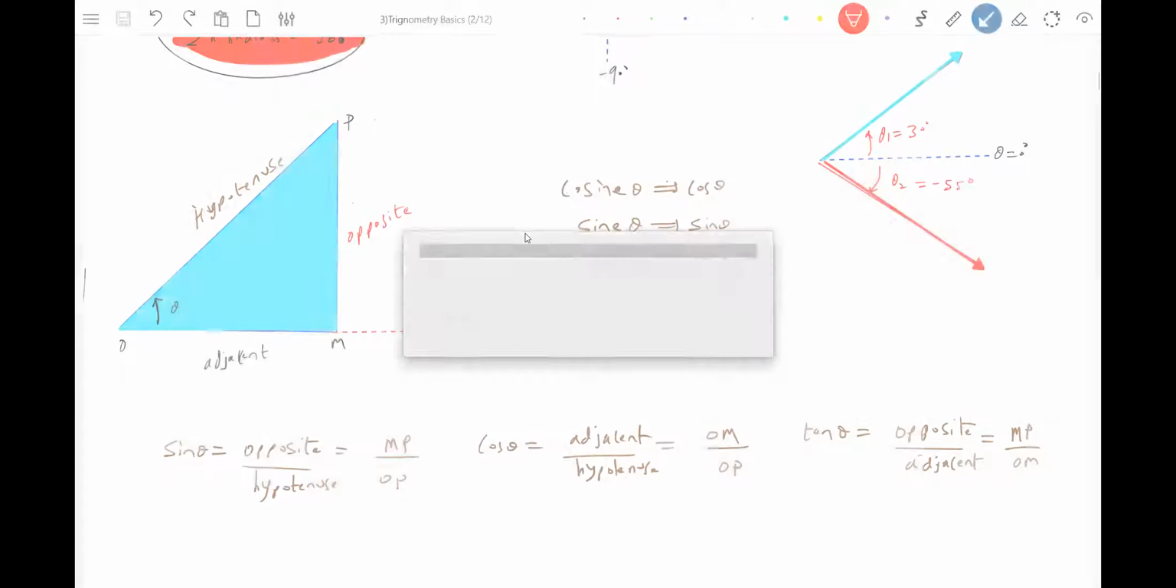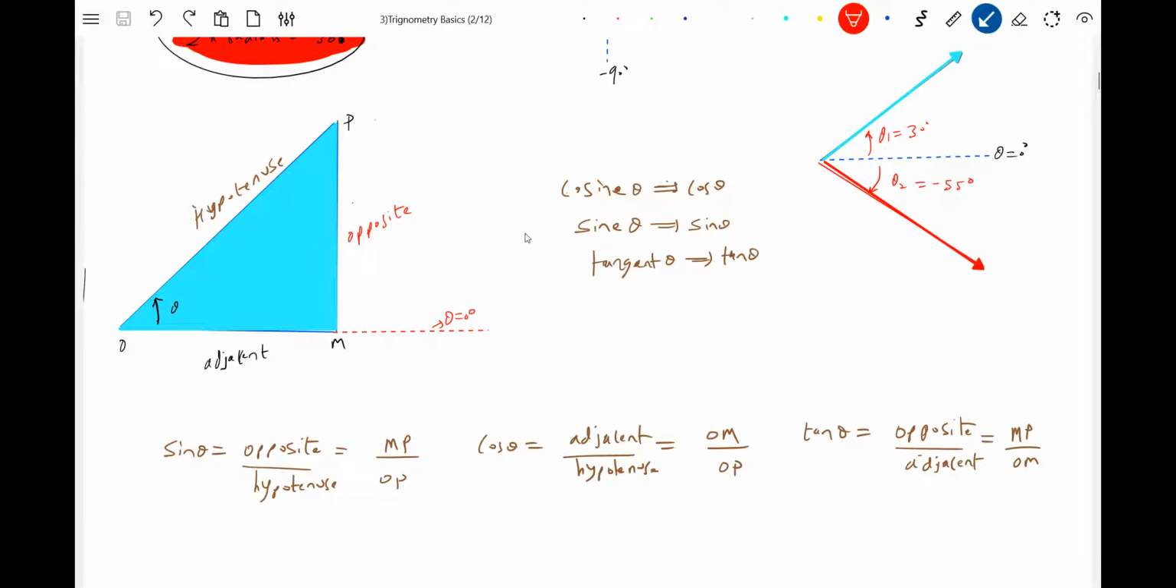Okay, tangent of theta, or in short, tan theta. Look at this: cos theta, sine theta, tan theta. What are the values? Theta, for the time being, we are going to measure in radians. We'll define first sine theta: opposite by hypotenuse, so MP by OP. Cos theta: adjacent by hypotenuse, OM by OP. Tan theta: opposite by adjacent, so MP by OM.